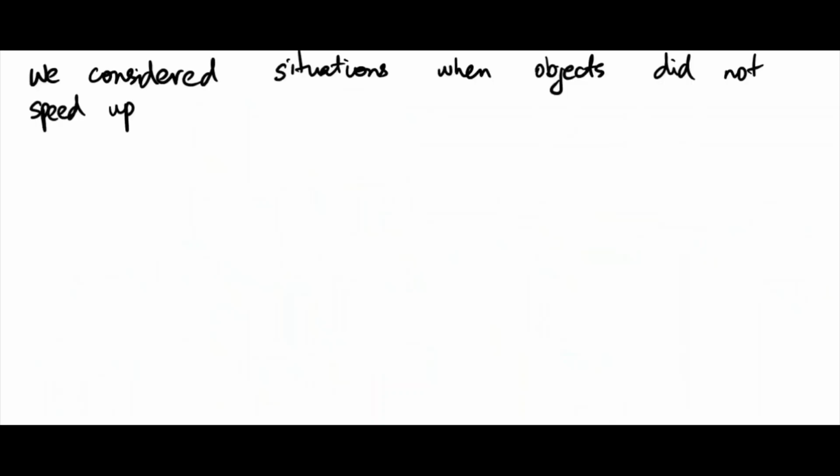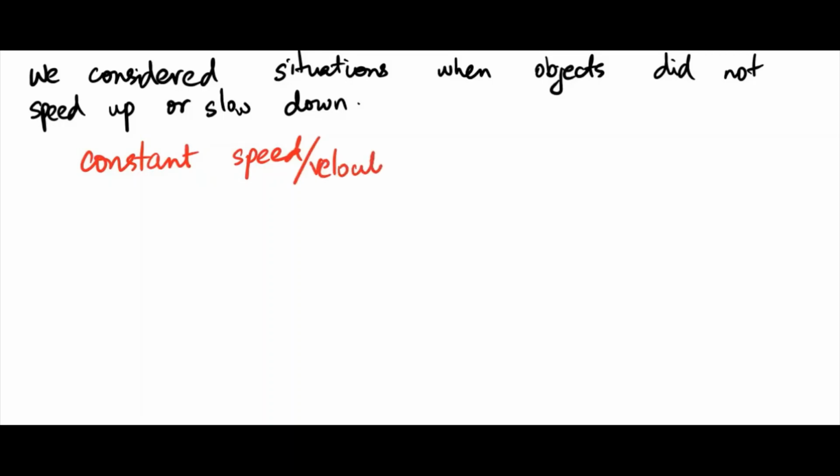So far we have considered situations where the object did not speed up or slow down. In that case we call it an object moving with a constant speed or velocity, and we refer to this as uniform motion in physics. Or you can say the object is moving uniformly or has uniform motion.